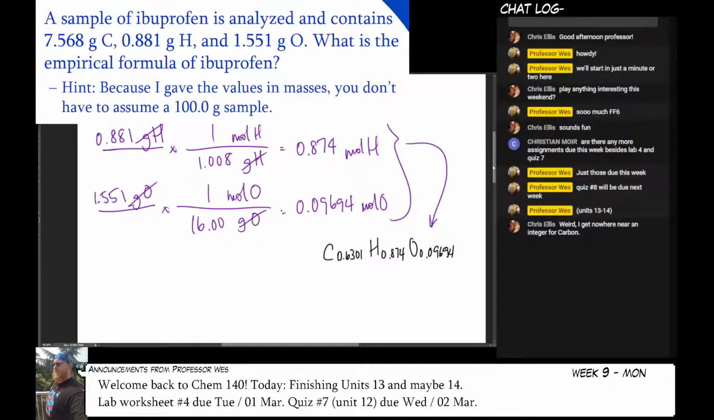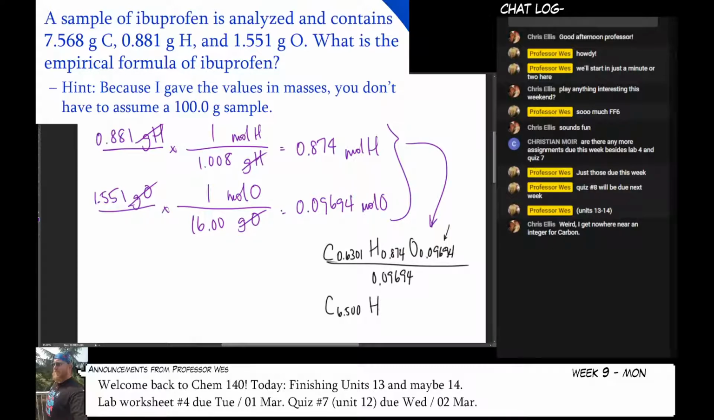So, no formula looks like this. So we're going to divide by the smallest number, and that's oxygen. That's this one right here, right? So for carbon, I would get 0.6301 divided by 0.09694. And that's really strange. We got 6.5 for that. We'll come back to it, though.